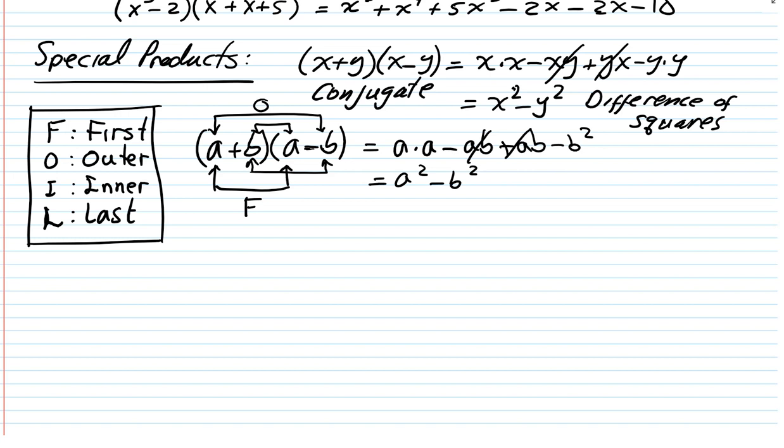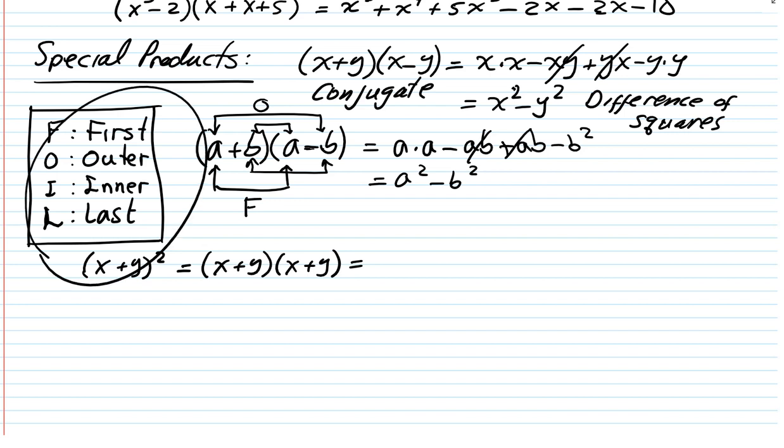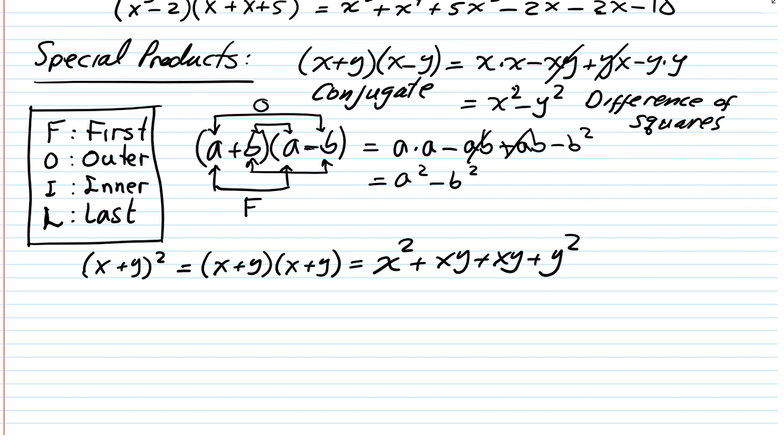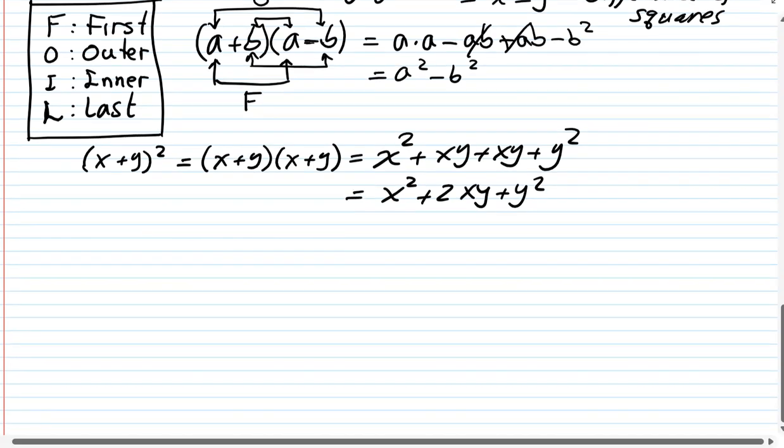The other special product we have is, what if a binomial multiplies by itself, not the conjugate, but itself? In other words, this is x plus y squared. Again, we can FOIL things like I have here. We can FOIL them together. And when we FOIL them, this is F, here's the O, here's the I, and here's the L. Turns out the O and I are like terms, so I got 2 of the same, plus y squared, and there is a special product.